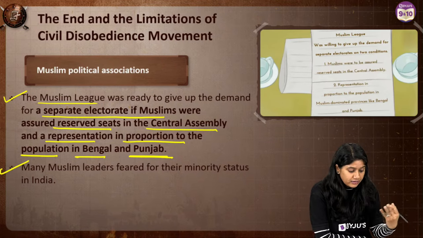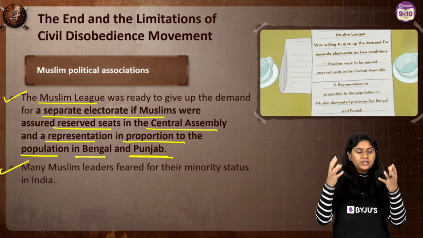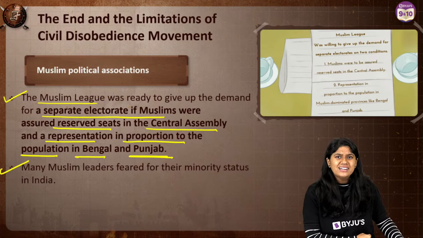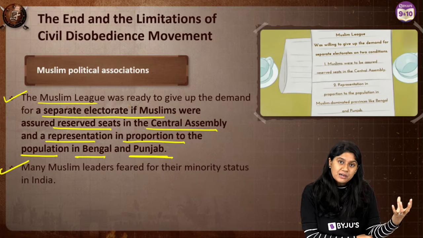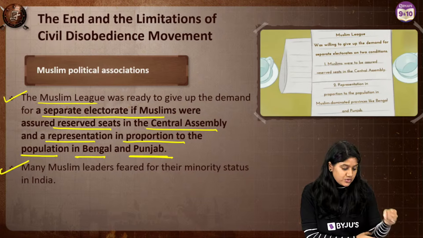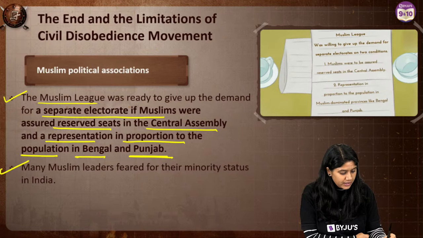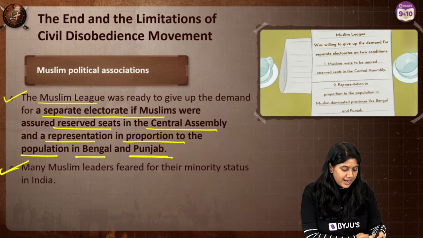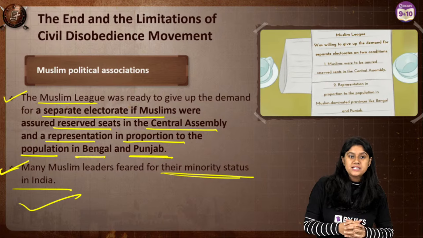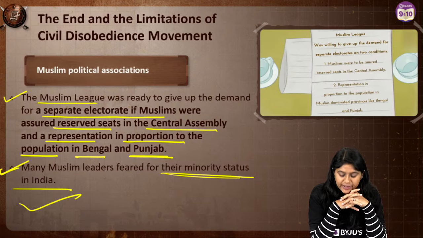So what we saw later was that in the various meetings, unfortunately, both parties could not come to a single call. Both of these parties, the Congress party at that time and the various Muslim political associations, could not come to the same terms. And eventually we saw the fallout between these parties. Clear? There was a fear amongst the Muslim leaders that the status of the minority could be hampered if they did not have political influence. Everyone, are we clear? Quick thing, everyone.